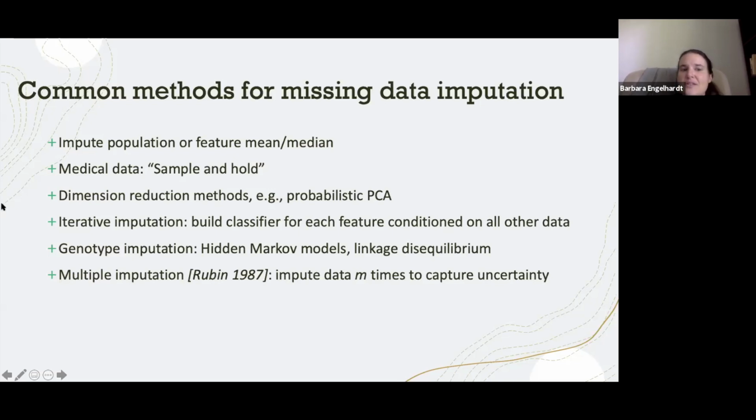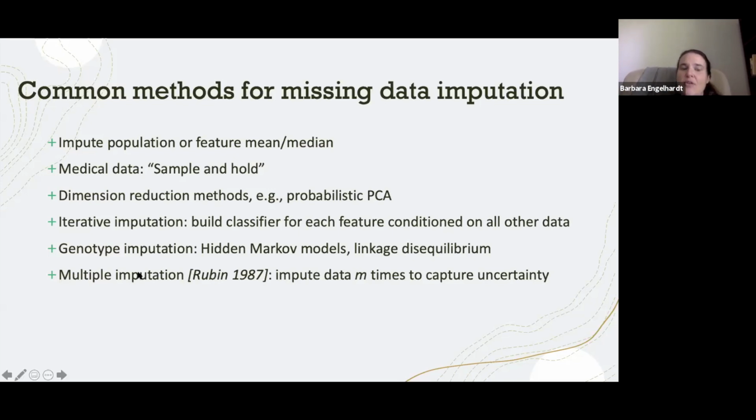Another approach is iterative imputation, again as Julie mentioned, where you build a classifier for each feature, conditioning on all the other features or even some subset of features. This classifier can be completely arbitrary. You can use linear regression, random forest, or a neural network. Then, iteratively, you continue to re-estimate all of the missing values conditioned on everything else, filling in all of the missing data in the remaining features.